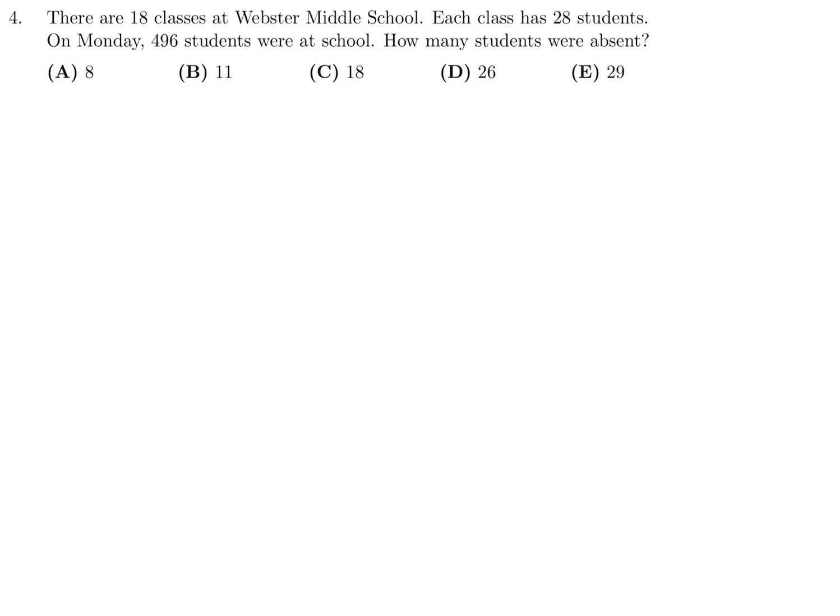There are 18 classes at Webster Middle School. Each class has 28 students. On Monday, 496 students were at school. How many students were absent? So 28 times 18 is the total number of students, and that is 504. Now, of the 504, 496 were at the school, so if you subtract that, you get the number of students that were absent, and that is 8. So number 4, the answer is A.